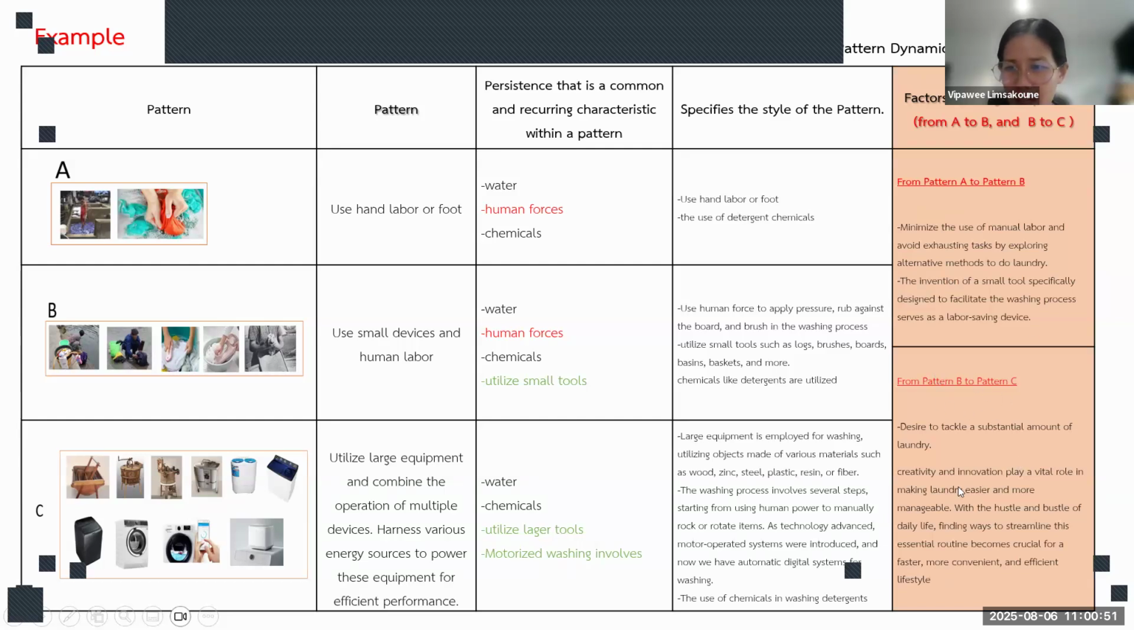And so on, right? For pattern B to C, we have technology to help us with the cleaning, right? We know about mechanical spinning, and we know about electrical force being transformed to mechanical force, and then we could use that for our washing process. Okay, so that's an example of how we could explain the factor creating the new pattern. And that will be all the examples here.